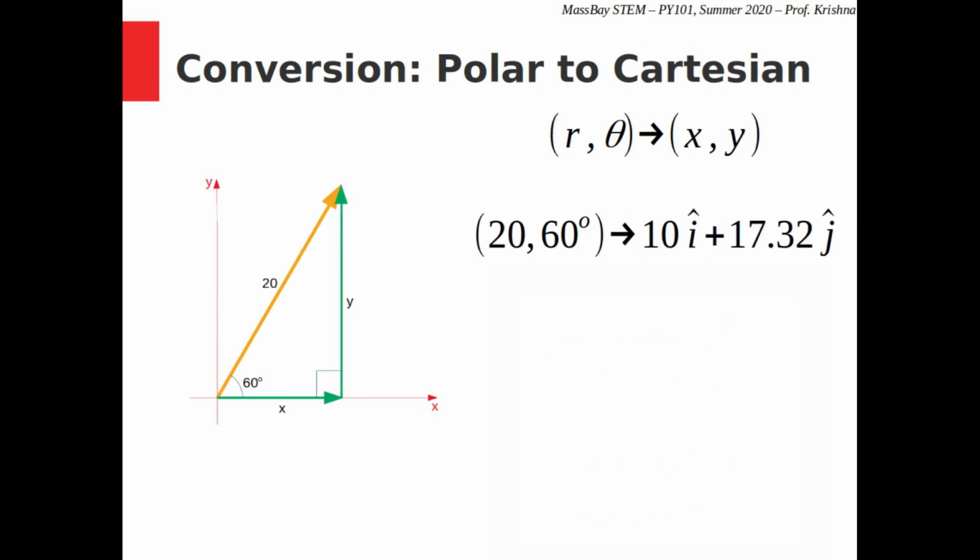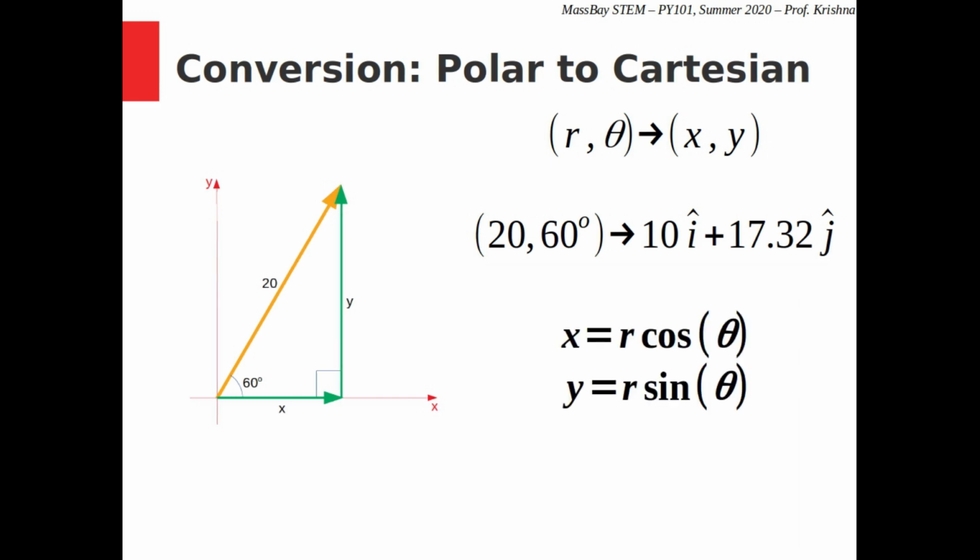So the overall conversion is that the vector that is expressed in polar as 20 at 60 degrees can be written in Cartesian as 10 i hat plus 17.32 j hat meters. To generalize this, converting into Cartesian means finding the x and y coordinates. x is always equal to r cos theta, and y is always equal to r sin theta. These are the formulas required to convert a vector from polar notation to Cartesian.